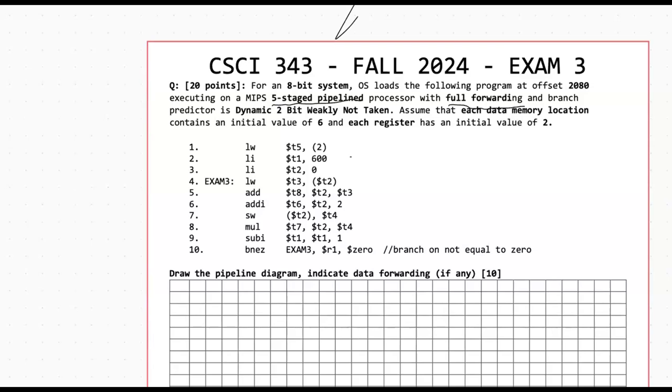And we also have the branch predictor here as well. We know that this is going to be dynamic 2-bit weakly not taken. So with branch predictors, right, there's a couple of different ways that we can deal with them. A branch predictor essentially tells us during the decode stage, which is when we adjust our program counter to the next instruction that we have to go to, do I take the branch or do I not take the branch, right? Because until I get to decode, I don't realize if it's a branch instruction or not.